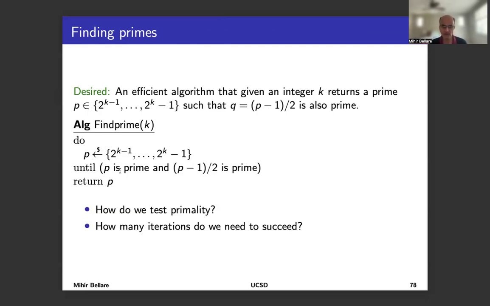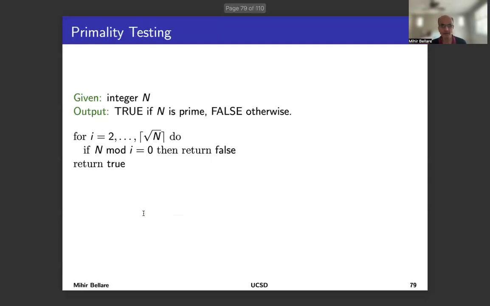And so now our questions are more concrete, right? The primality test is a question of how these tests are done. And the question of how many numbers in a given range are prime effectively corresponds to how many iterations of this you need. So let's look at these things in turn. At first, we look at primality testing.